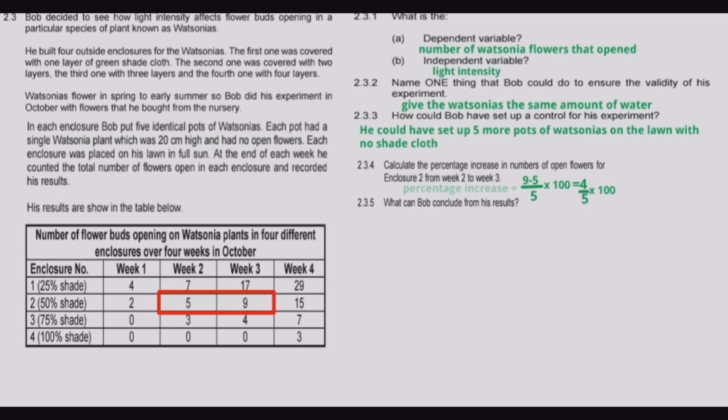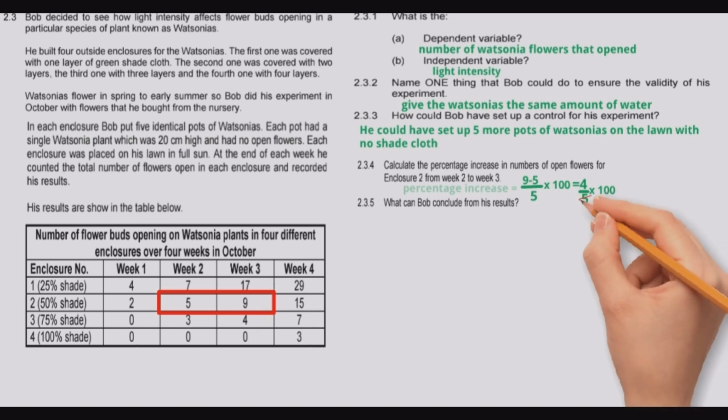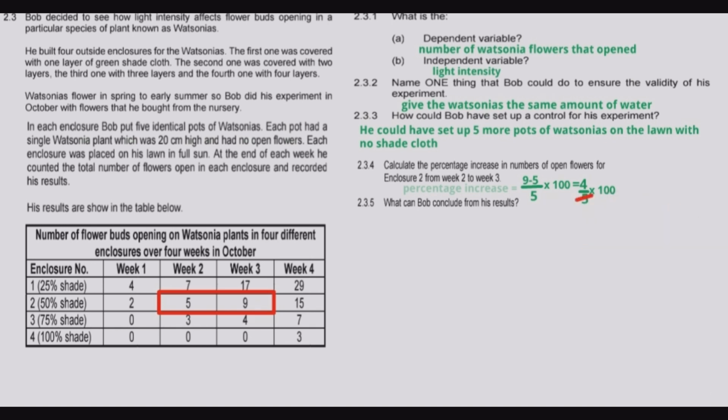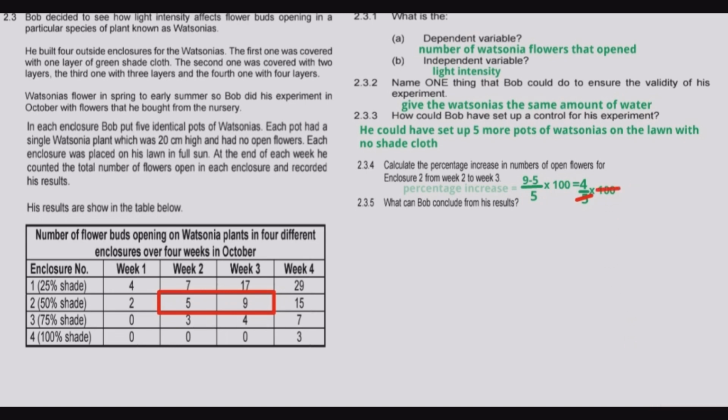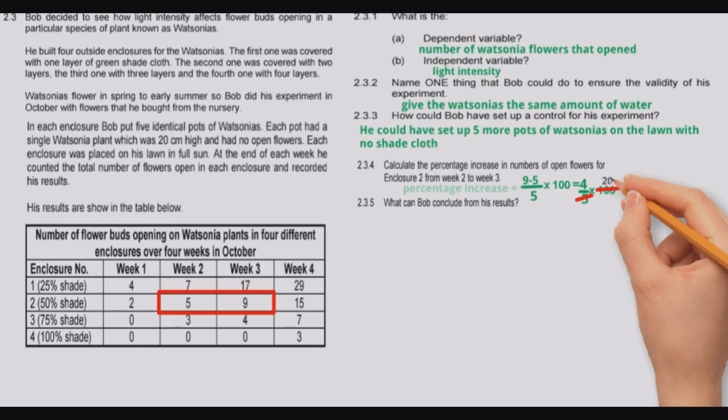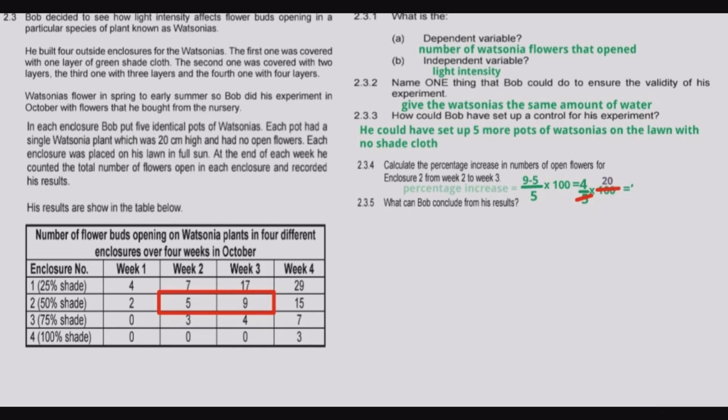So then when we ask what number can go into 5 and 100, it will be 5 itself. So the 5 down is cancelled out. 5 into 100 gives us 20. Then we say 20 times 4 will give us 80. So the percentage increase is 80%. From week 2 to week 3, there was an increase of 80%.